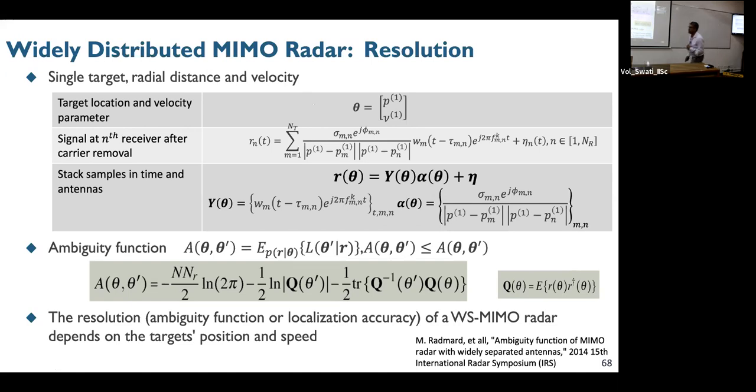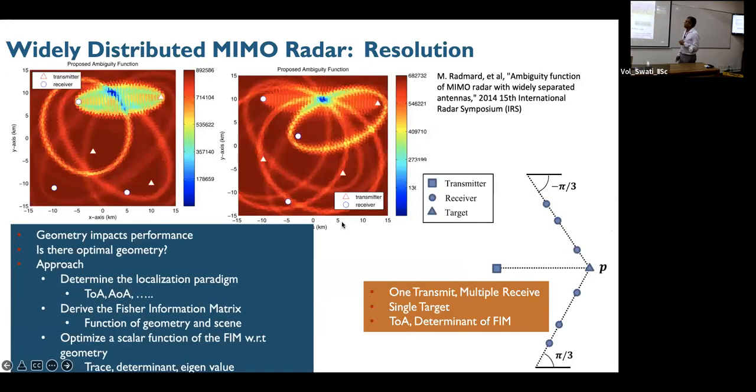Next slide, please. So if we were to plot the ambiguity function, this is how it would look for two geometries of the transmit-receive pair. Here the ambiguity function around the target gives you the region of ambiguity where the target could be present, or where you could make false detections.